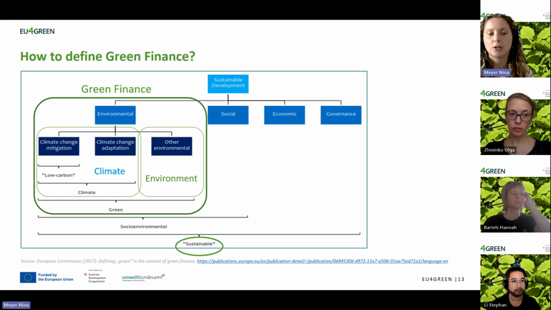Targeted means that you finance specific projects, for example, a green energy project like windmills, or the energy efficient renovation of a house. And untargeted green finance means that you give the money or you finance a company that takes ESG considerations into account and follows those principles, but you don't know for sure what the money will be used for.